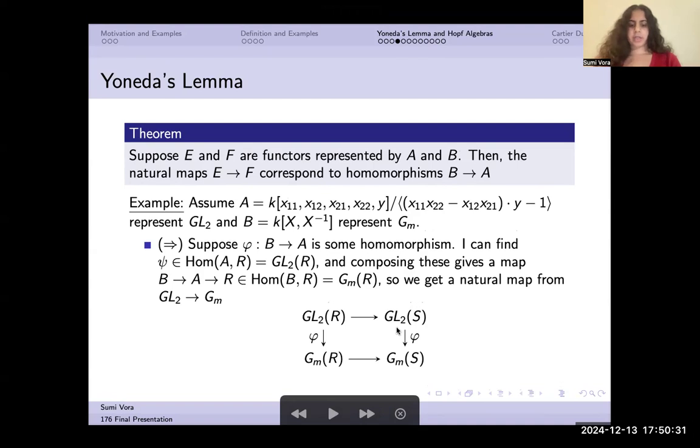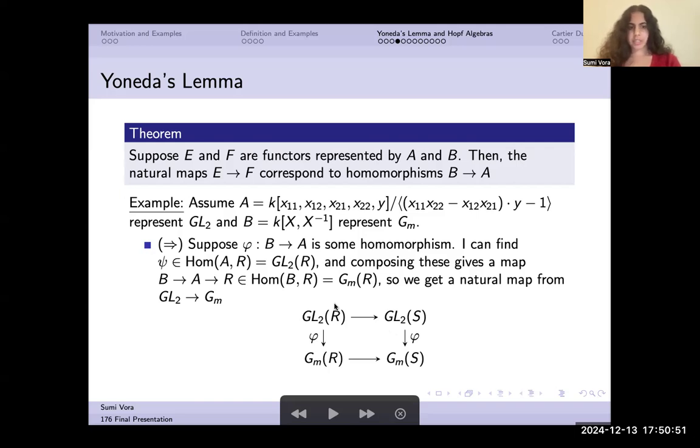And so the way that we pick a homomorphism, we're going to pick one called psi in GL2R. So this top left thing over here. And we know that it's a homomorphism from A to R, right? Because that's exactly what GL2R is.